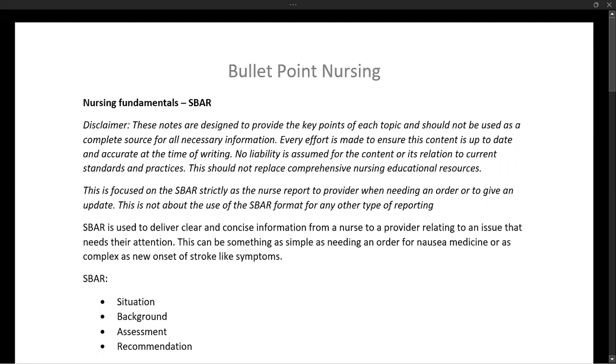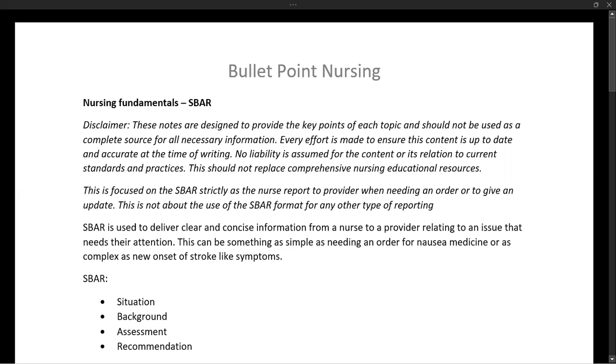Let's get started. Today we are talking about the SBAR, and the SBAR is used in multiple formats. The one we're going to be talking about is specifically what it is originally intended for, which is as the format to give a report from a nurse to a provider when they need a specific order or to inform the provider of a specific situation. The SBAR format has been adapted to be used for many other types of reporting that we are not going to discuss here. So the SBAR is used to deliver clear and concise information from a nurse to a provider relating to an issue that needs their attention.